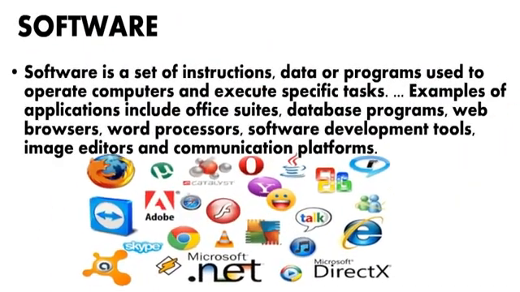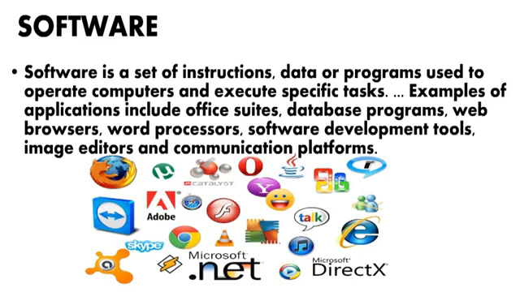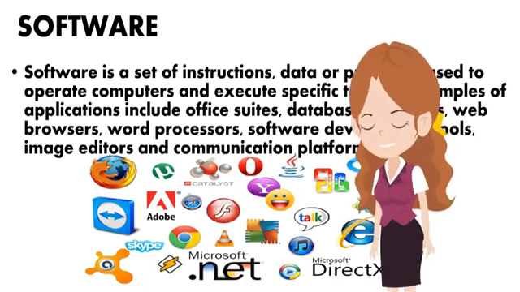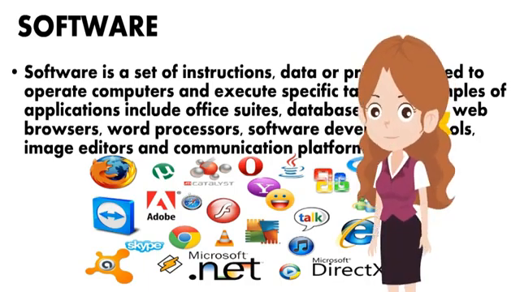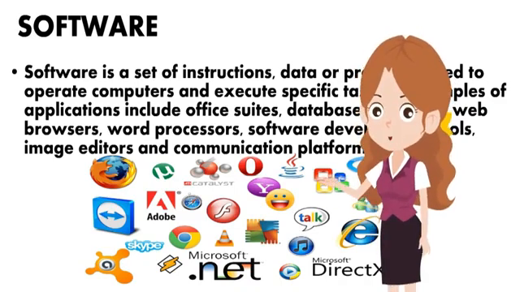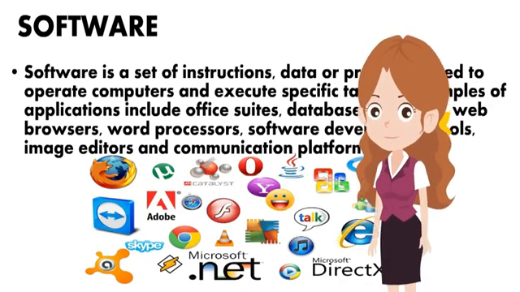Software is a set of instructions, data, or programs used to operate computers and execute specific tasks. Examples of applications include office suites, database programs, web browsers, word processors, software development tools, image editors, and communication platforms. Software refers to program control instructions and accompanying documents stored on disks or tapes when not being used in computers.